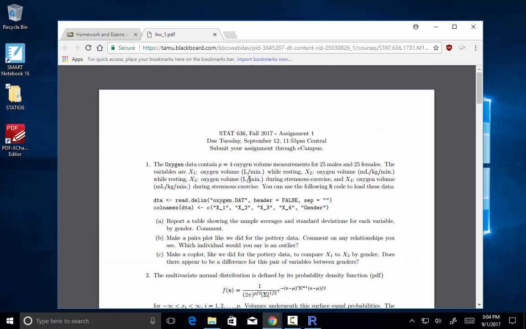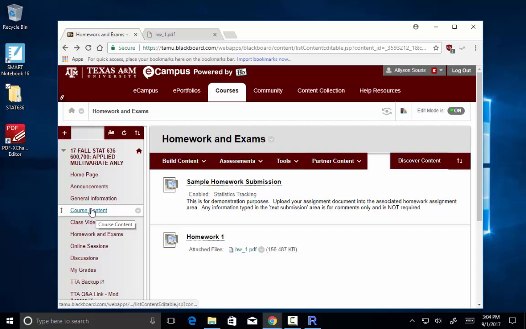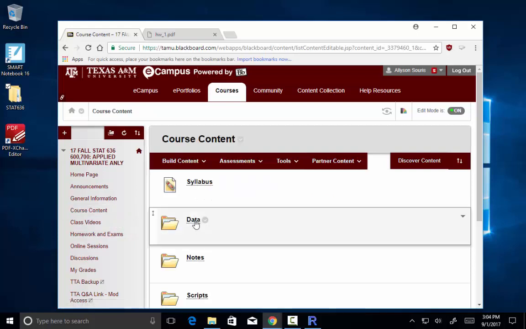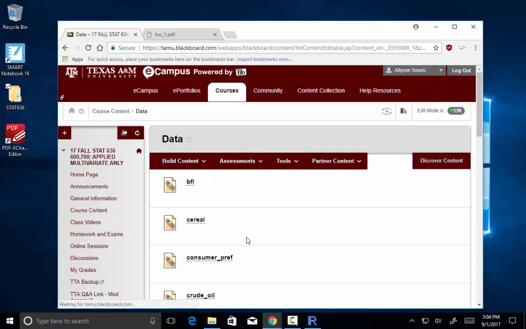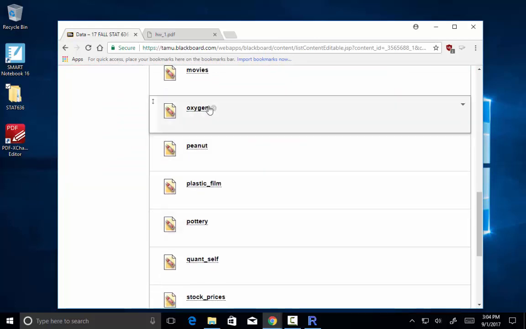Big picture, what you're asked to do is, in the first question, download some data. So it says the oxygen data. On eCampus, under course content, there's a data folder. And any data set that I refer to by name in the class will be listed here.